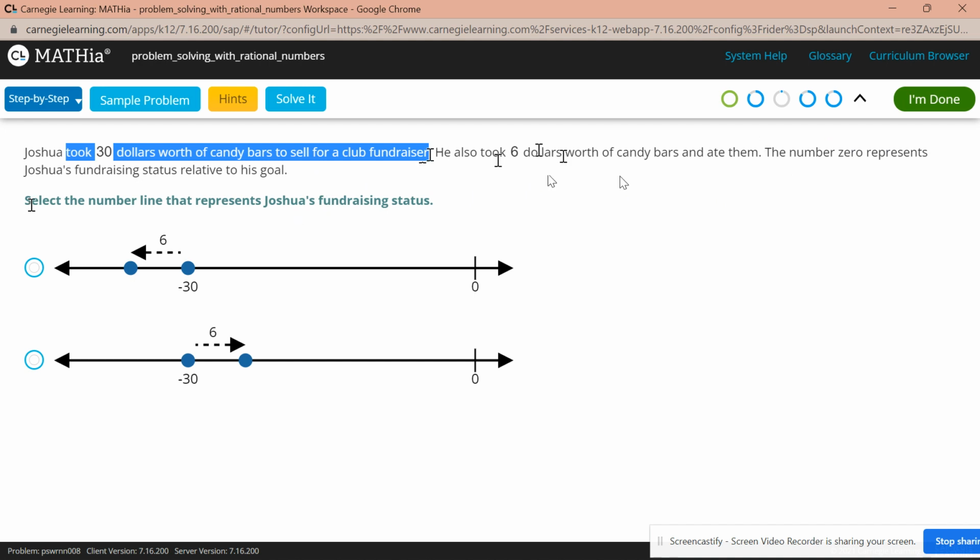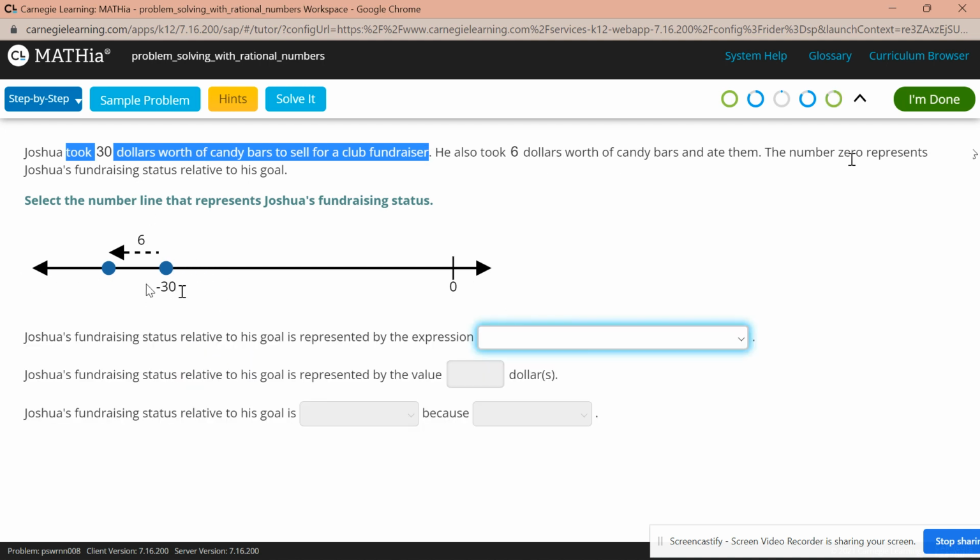The number 0 represents Joshua's fundraising status relative to his goal. Okay, so what we see here are two number lines, and we have two different numbers. That's great, a negative 30 and a 6. He had negative 30, and then he was at that negative 30. He combined that with another negative, which was 6. Which one of these number lines represent that? If you chose this one, I'm going to say you got the negative 30 part right, but the 6, is that negative? No, it's adding 2. So it's adding a positive 6 is what I want to say. Negative 30 plus or combined with a positive 6.